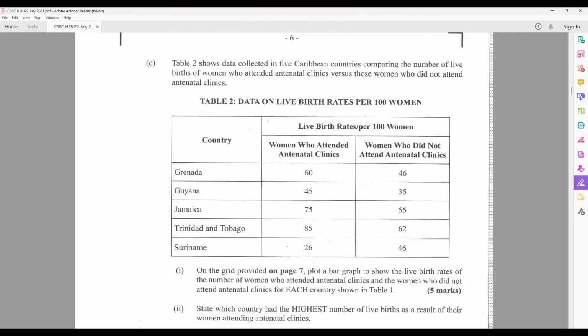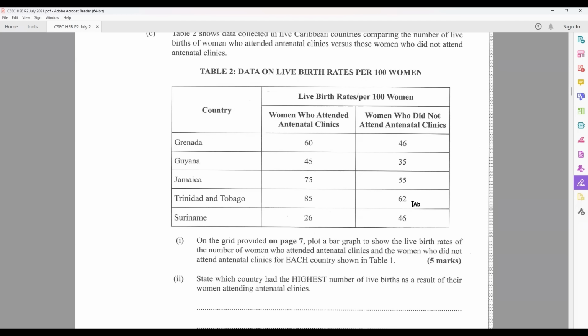So we have Grenada, Guyana, Jamaica, Trinidad and Tobago, Suriname. The number who attended, this is women who attended clinics. Remember, this is births per 100 women, right? So these attended 60 for Grenada, 45 for Guyana, Jamaica had 75, Trinidad had 85, and Suriname had 26. And the women who did not attend antenatal clinics, notice the live birth rates are lower. So it means they had more children dying.